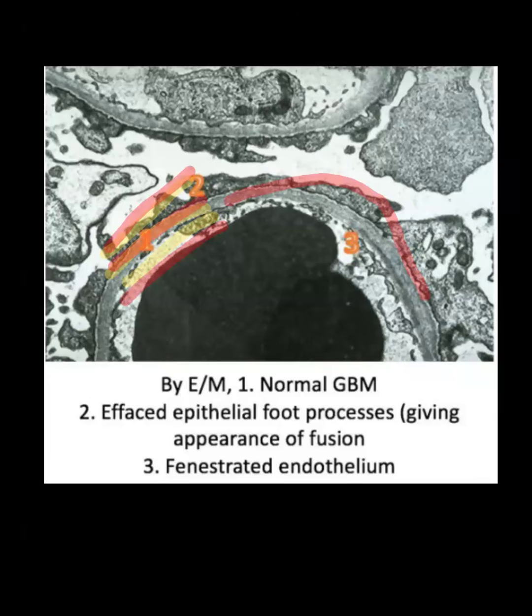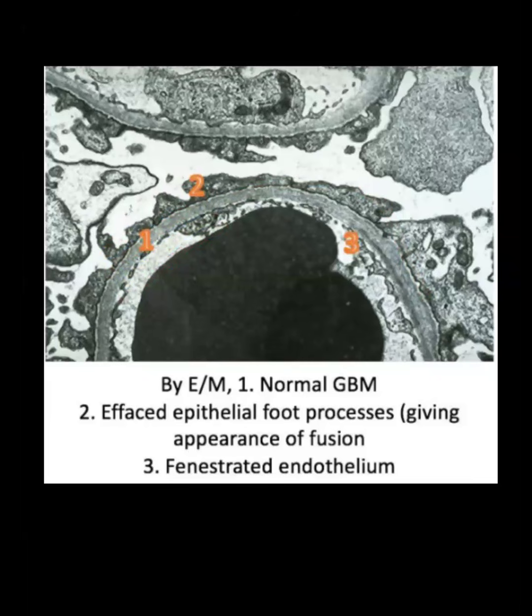So the glomerular basement membrane is actually a function of 3 things: the capillary endothelium, the basement membrane, and the slit diaphragm between the podocytes. Here you can see area 1 is the basement membrane, area 2 is the podocytes, and area 3 is the capillary endothelium. If you see the podocytes, they are effaced here. So what are the differential diagnoses of effacement of podocytes?